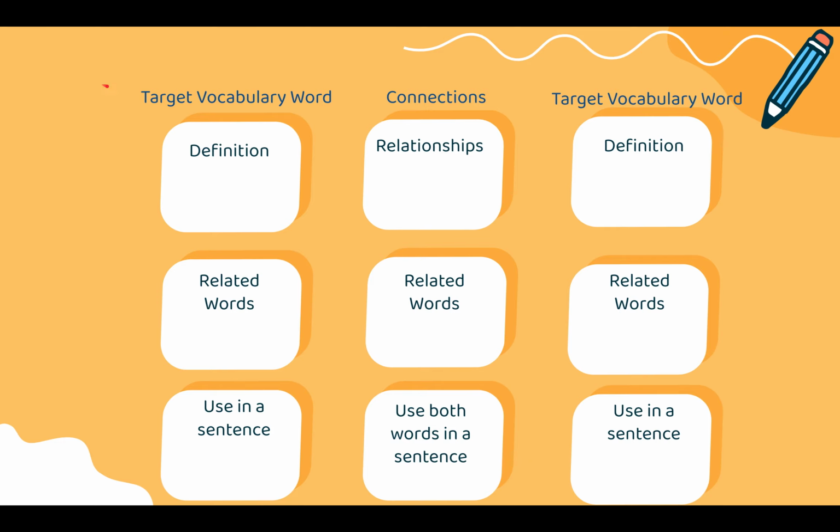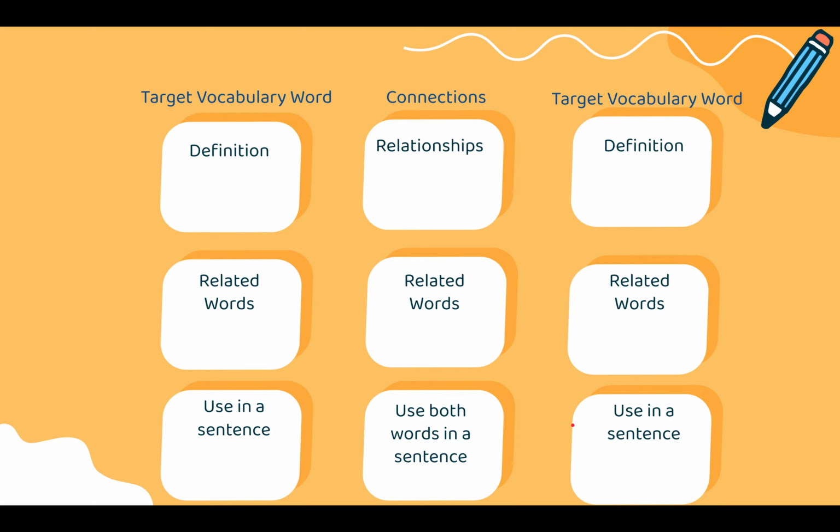These are columns. The first column is for our first word. The second column is for connections between our first word and our second word. And you can add 3 words, 4 words. However your organizer is created does not matter, as long as you have these boxes to make meaning and find relationships between the words.